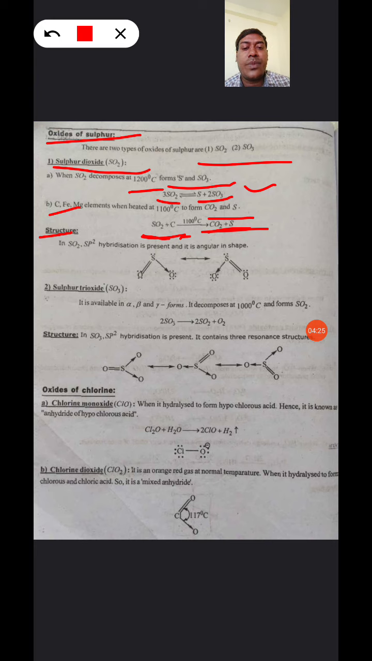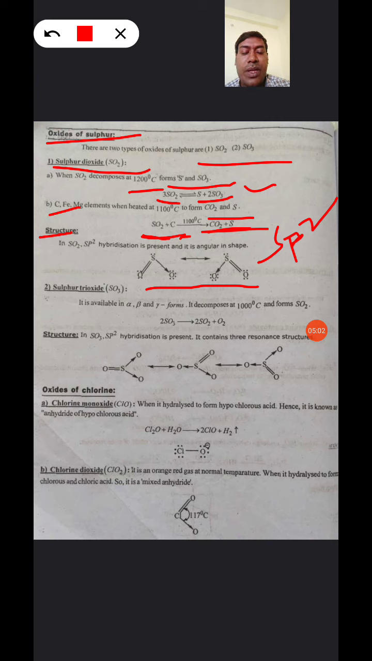So the next one, structure of SO2 sulfur dioxide. Here generally in SO2, sp2 hybridization is present and it is angular in shape. Sulfur dioxide undergoes sp2 hybridization and it has an angular shape. So this is the structure of SO2 sulfur dioxide.